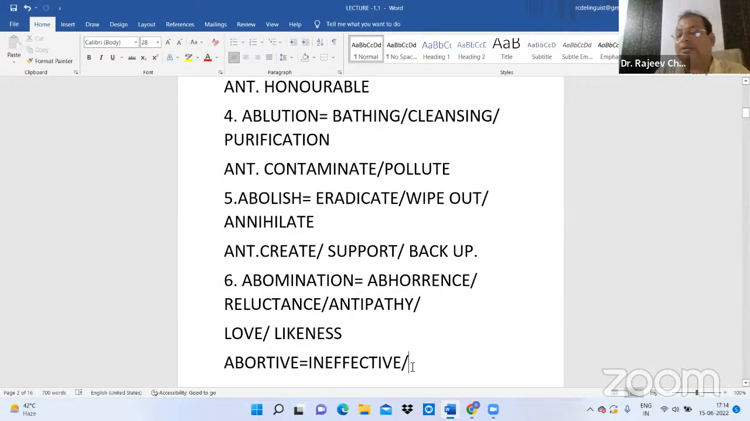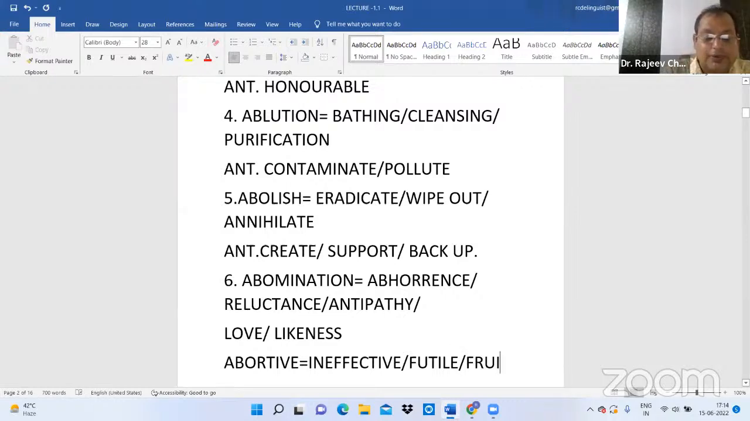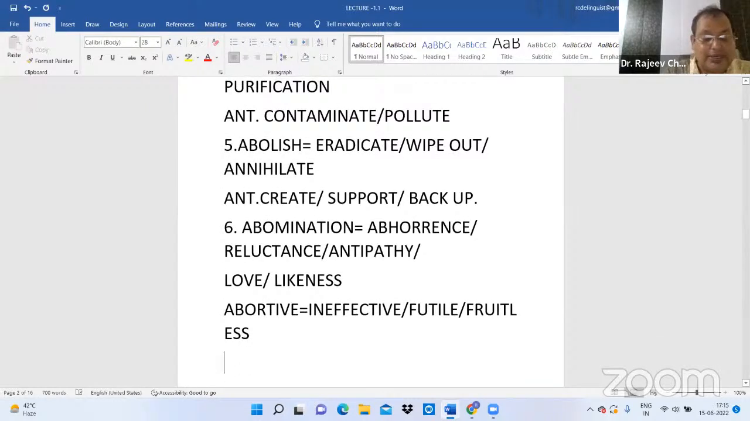Is that clear? Abortive, have you understood? Any problem? No, sir. Abortive means ineffective, which was not of use. You can use the word futile also. At the same time, you can use fruitless or vain. Like this, these words can be used. And when we talk about antonyms, what can you say for abortive?